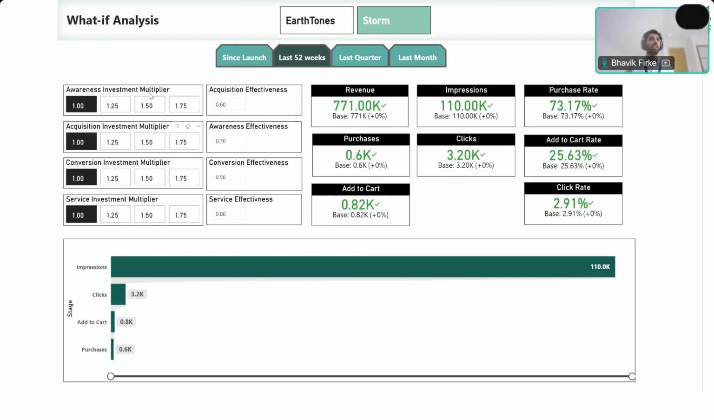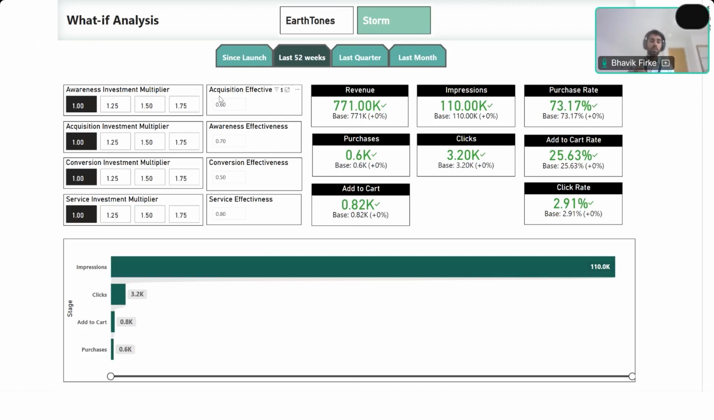At each funnel stage, we apply an investment multiplier to represent the increase in investment. For example, increasing the awareness investment might mean more social media campaigns, which might lead to higher impressions or clicks. However, it's important to note that not every increase in the investment directly translates into revenue. That's why we factor in something called effectiveness, the percentage of incremental investment that would actually convert into clicks, then add to carts, purchases, and then ultimately revenue.